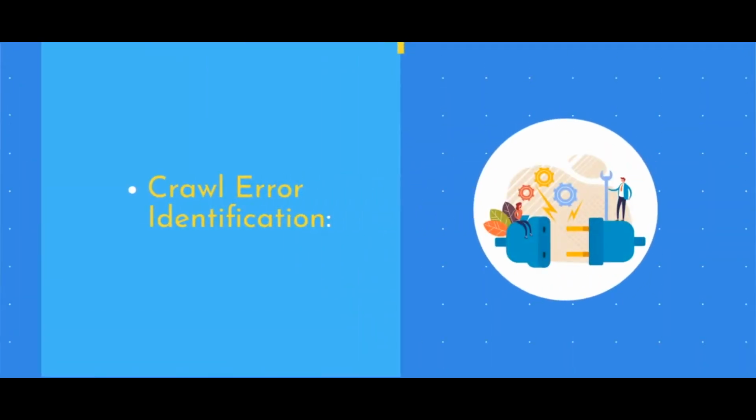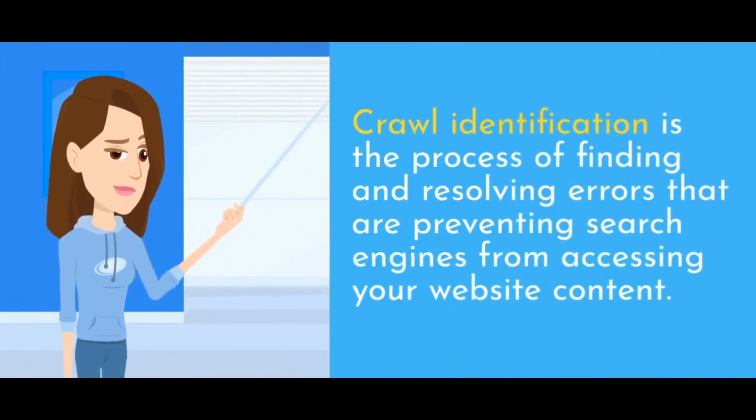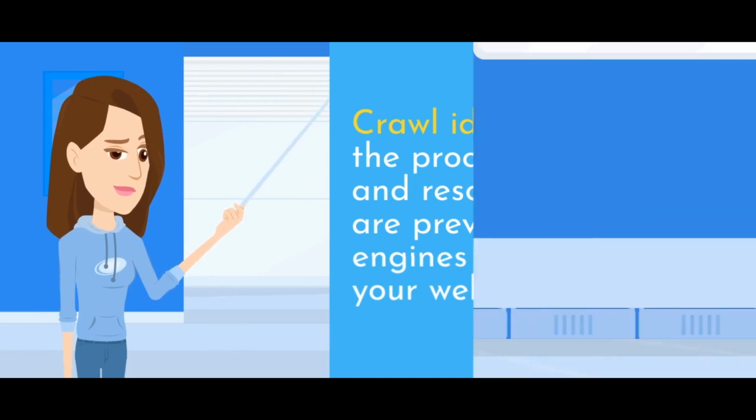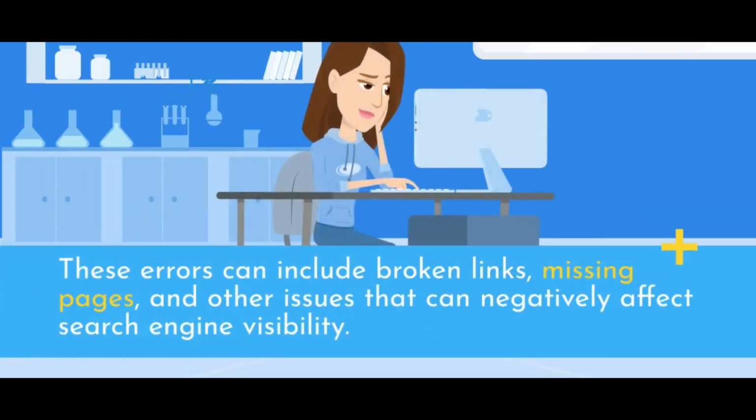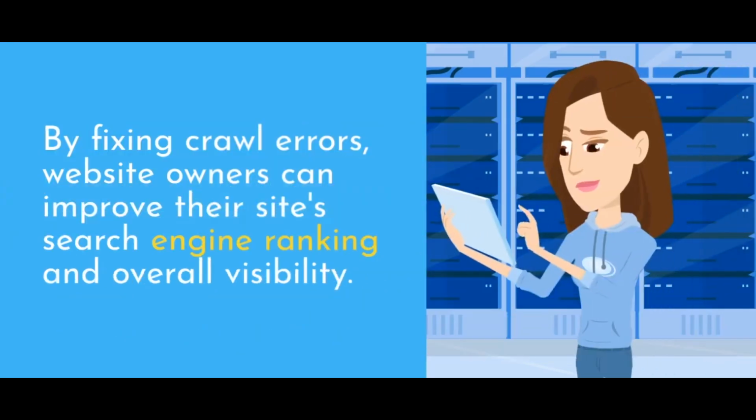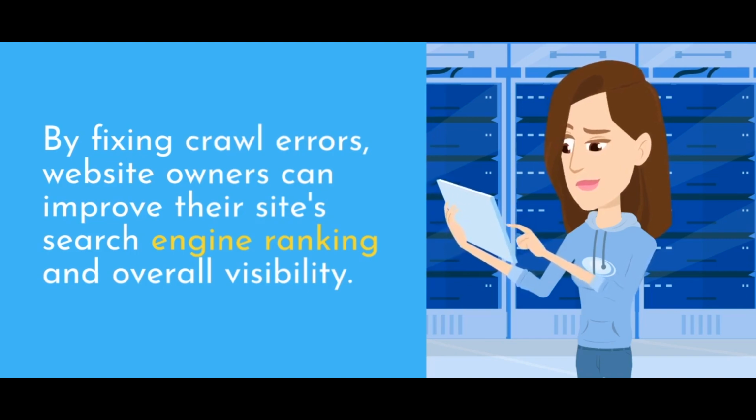Crawl error identification. Crawl error identification is the process of finding and resolving errors that are preventing search engines from accessing your website content. These errors can include broken links, missing pages, and other issues that can negatively affect search engine visibility. By fixing crawl errors, website owners can improve their site's search engine ranking and overall visibility.